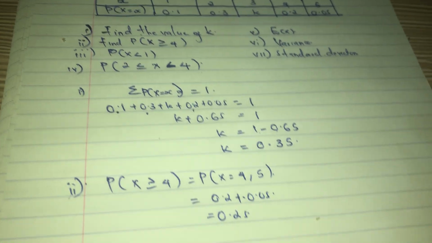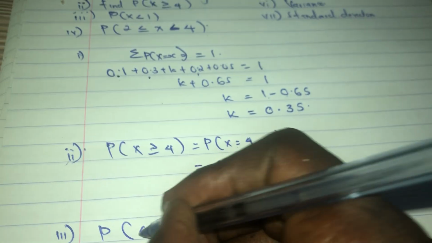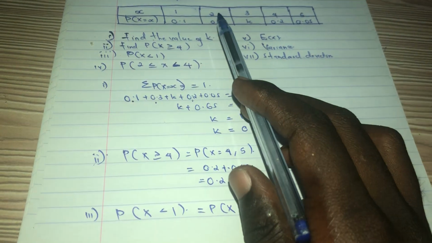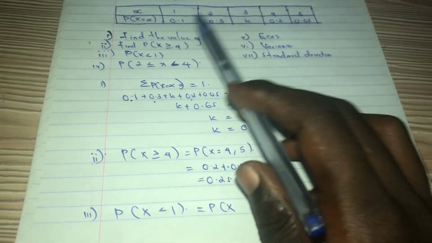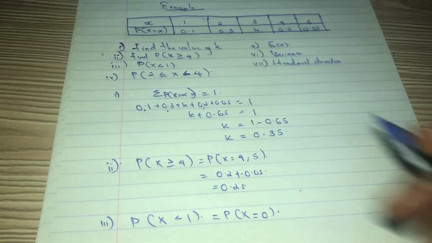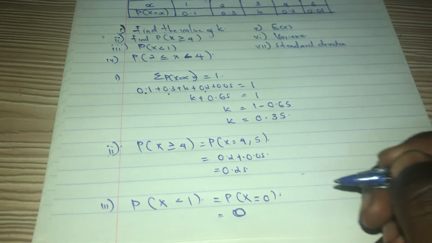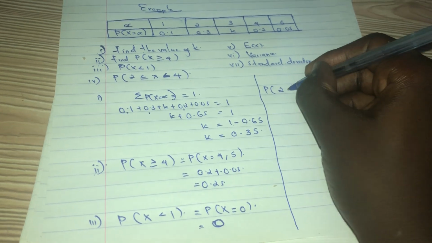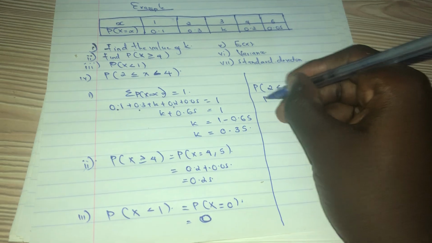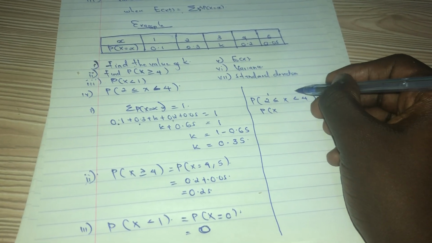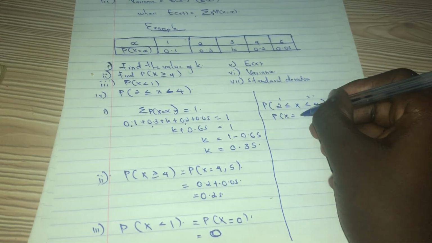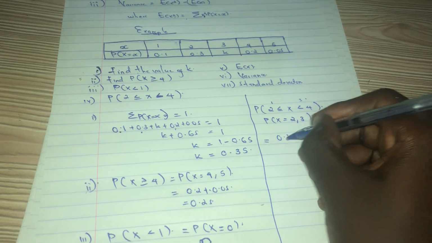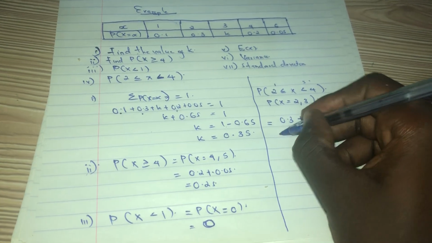Are we together? Next, find the probability of x less than 1. That means we shall start from x equals 0, which we do not have. So that one is not there. The answer is 0. Are we together? Then next, find the probability for the range from 2 to x less than 4. So they want the probability from 2 up to 3, because less than 4 means we stop at 3. That means it will be the probability of 2 and 3. Are we together? So the probability of 2 is 0.3, plus the probability of 3, which is 0.35, giving us 0.65.